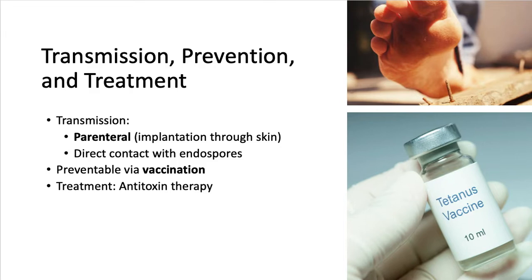Transmission of tetanus is through parenteral transmission, which means implantation through the skin. So it's often a well-known fact that you don't want to step on a rusty nail because you might get tetanus. The reason the rusty nail is such a good fomite or parenteral object is because it's sharp and pointy, so it can get through the skin. And it's also very dry and dusty and rusty.